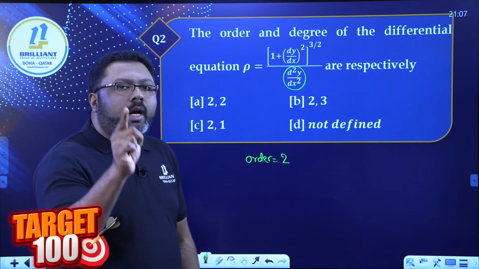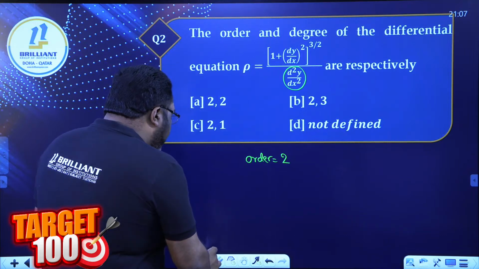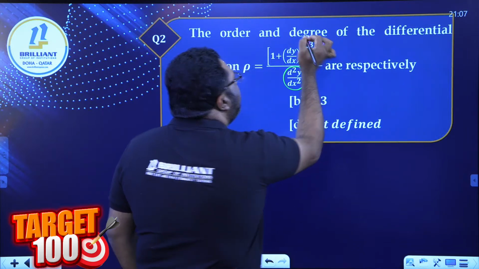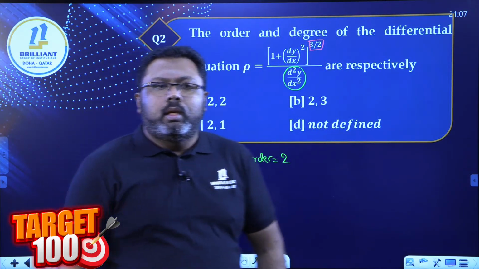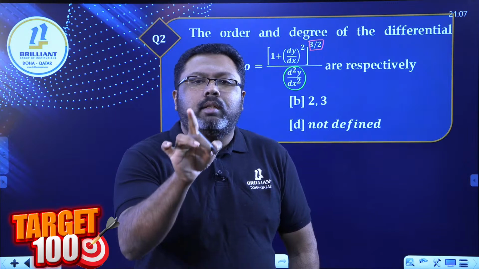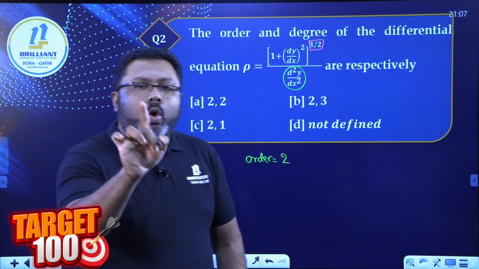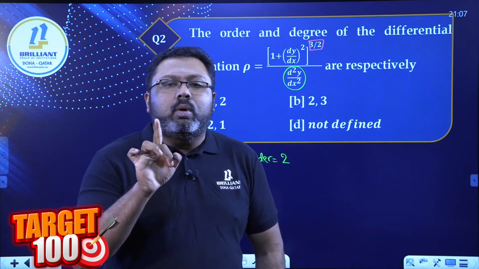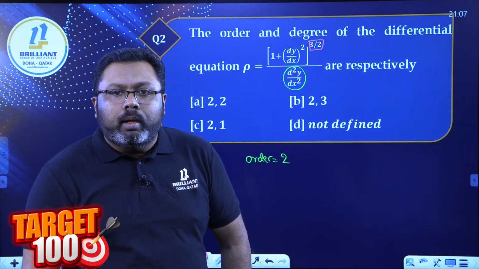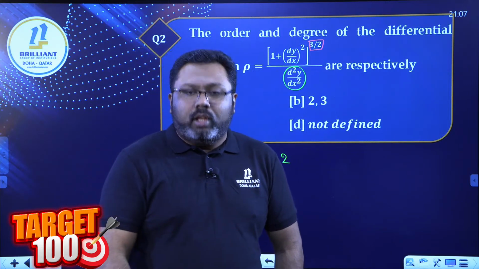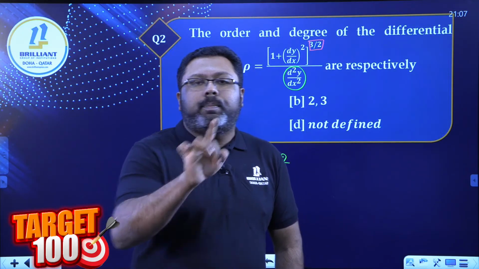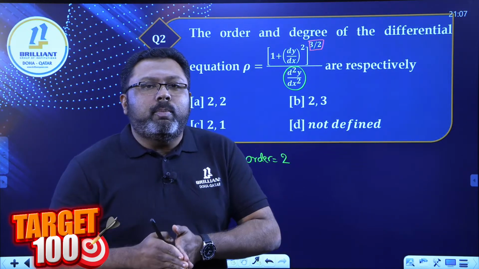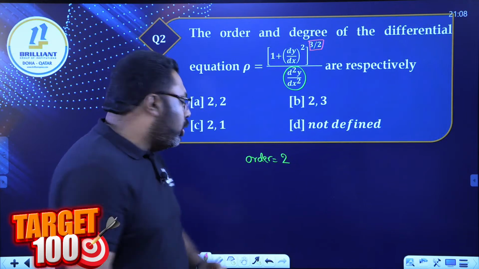But when we look at the degree, we can see the power 3 by 2 in the numerator. According to the definition, the degree can be stated only if the equation is in polynomial form. If the power is a rational number like 3 by 2, you cannot say it's a polynomial form. So this is a non-polynomial form which can be converted to a polynomial form.